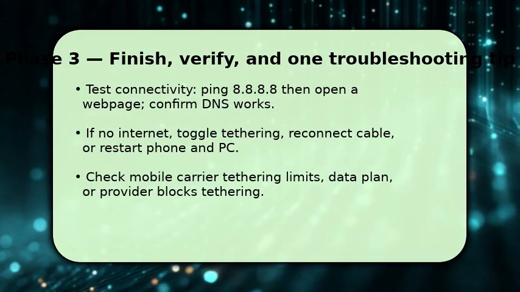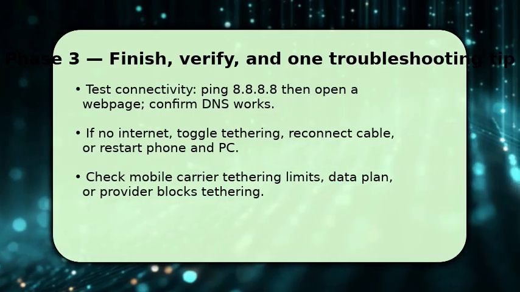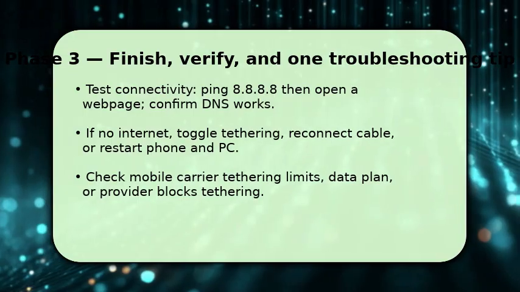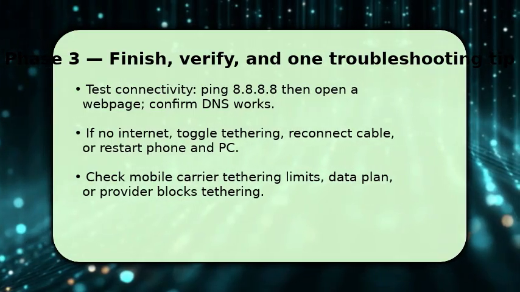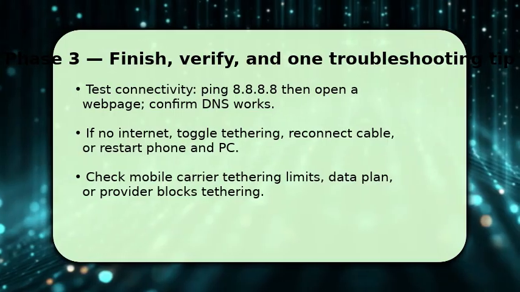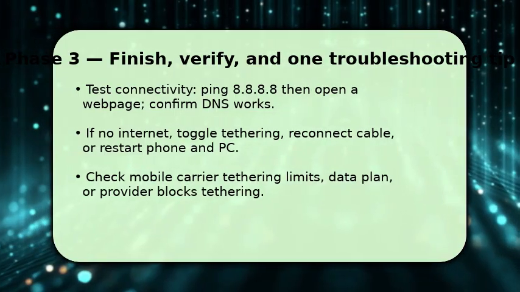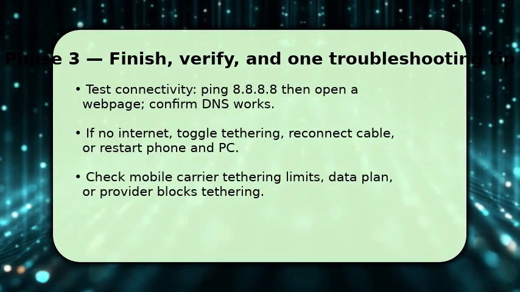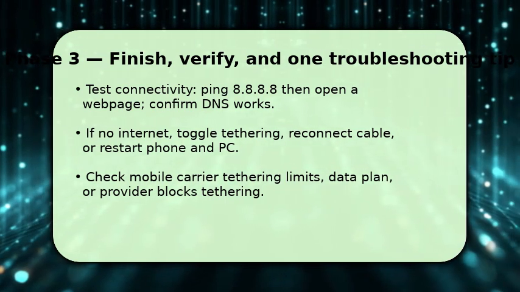If you get no internet, first toggle tethering off and on, then reconnect the cable. Restart the phone and PC if needed. Make sure the carrier allows tethering and your plan has data remaining. Some providers block Ethernet tethering. One key troubleshooting tip: if DHCP fails, assign a static IP in the phone subnet and retry.